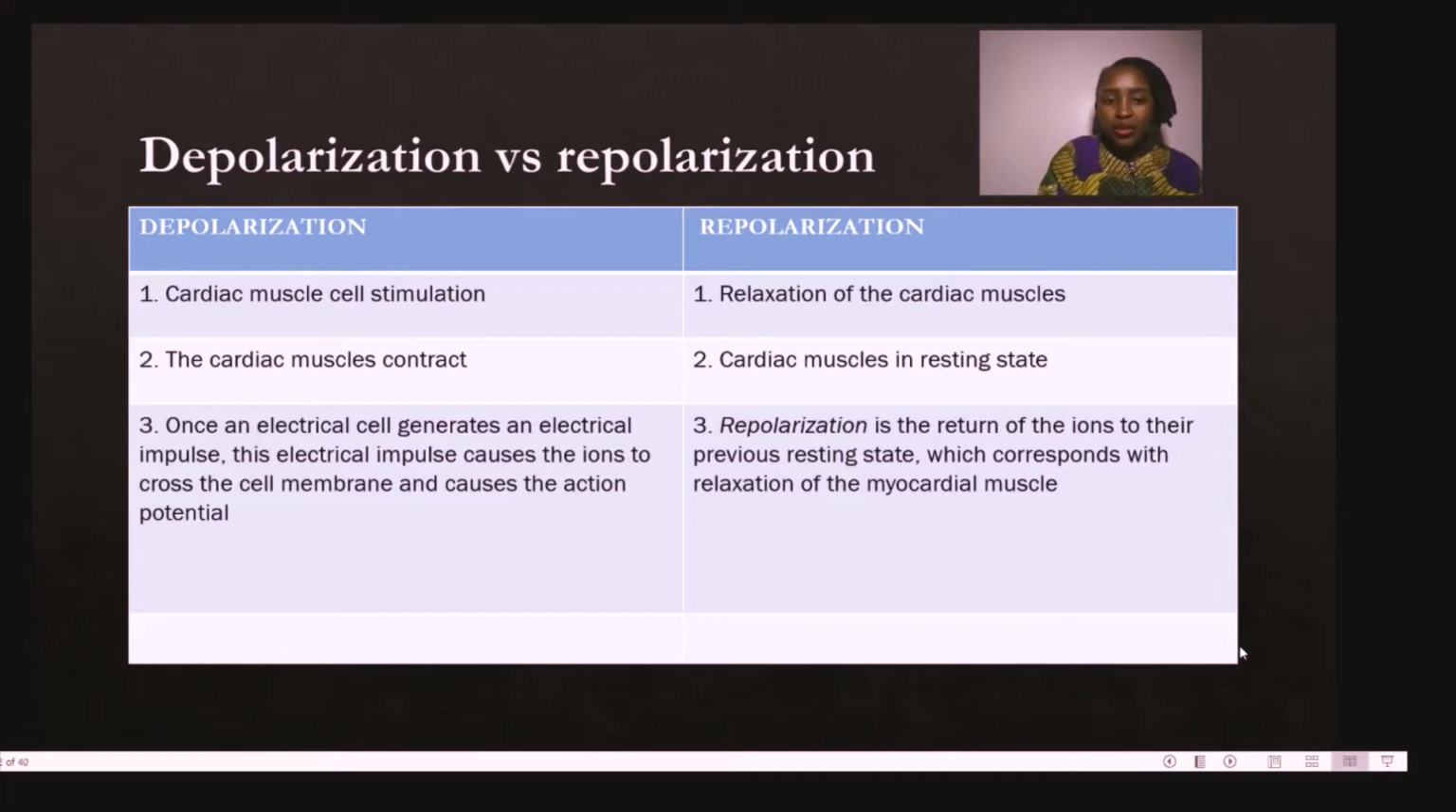So during depolarization, this is when cardiac muscles are stimulated, or there is cardiac cell stimulation. On the other side, when there is repolarization, there is the relaxation of the cardiac muscles. On the depolarization side, the muscles contract, while on the repolarization side of things, the muscles will be in the resting state. On the depolarization side, once an electrical cell generates electrical impulses, the electrical impulses cause the ions to cross the cell membrane, causing an action potential. So the inside of the cell will become more positive. While during repolarization, it is the return of the ions to the previous or resting state, which corresponds to the inside of the cells becoming less positive, and this corresponds with the relaxation of the myocardium.